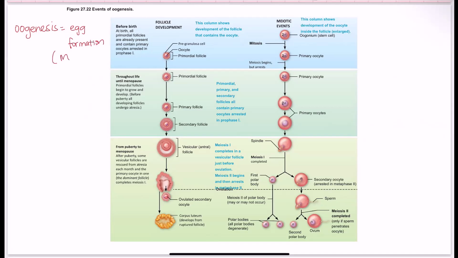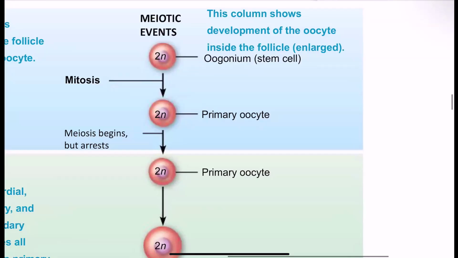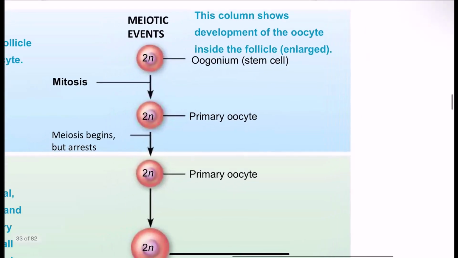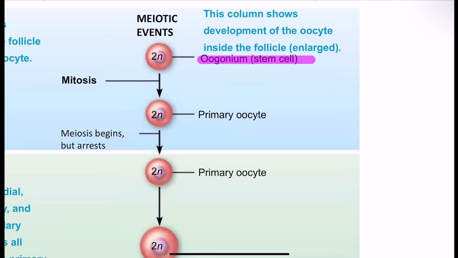It's still meiosis, but it happens a little bit differently than we learned in spermatogenesis. A little bit different. The stem cells, though, we still have stem cells as we talked about in males, but instead of spermatogonium, we have oogonium. So I'll highlight that in pink. Oogonium. Those are our stem cells, and the plural of oogonium is oogonia.